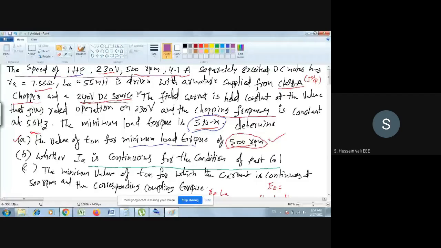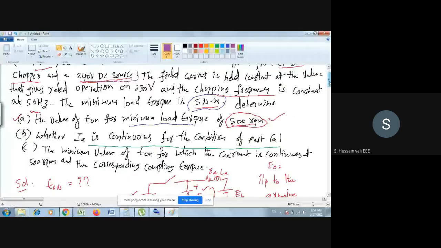Driven from a class A chopper. Class A chopper is the first quadrant chopper that I have explained in the last class, from a 240 volt DC source. So from this first statement, I would like to draw the circuit diagram. So this is the circuit diagram.